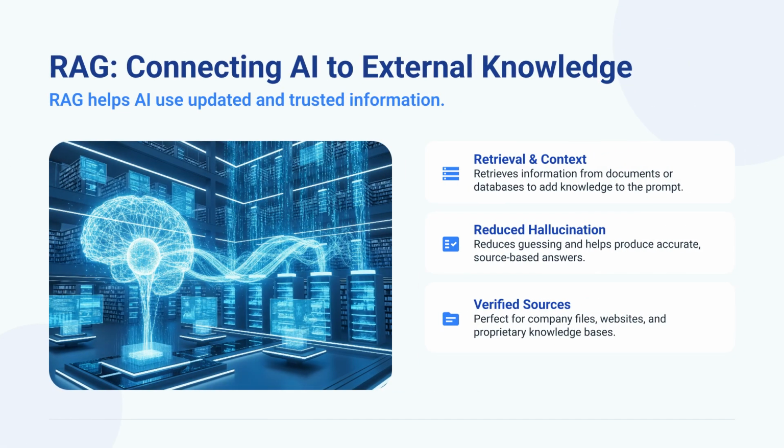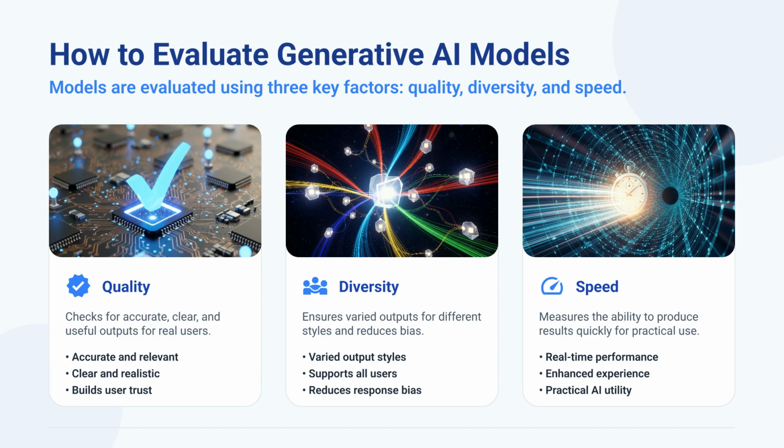RAG, or retrieval-augmented generation, connects the AI to external knowledge. It uses retrieval and context from documents or databases to reduce hallucination and provide verified, source-based answers. RAG ensures factual grounding with real-world data. Generative AI models are evaluated on 3 key factors: quality, diversity, and speed. Quality ensures outputs are accurate and clear. Diversity ensures varied outputs for different styles, and speed measures the ability to produce results quickly for practical use.